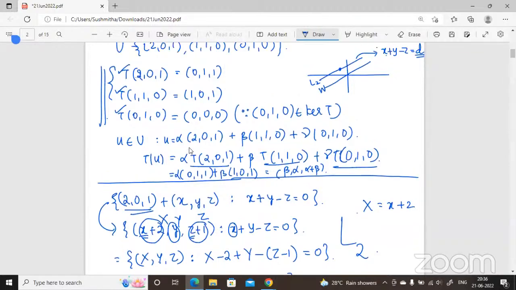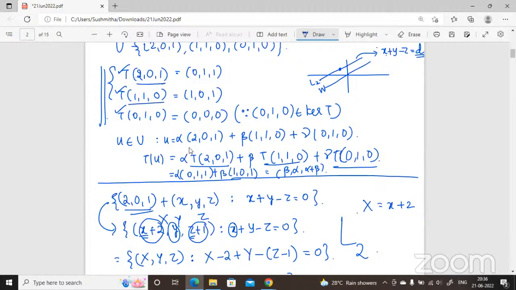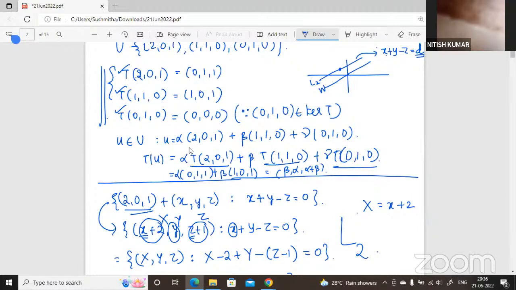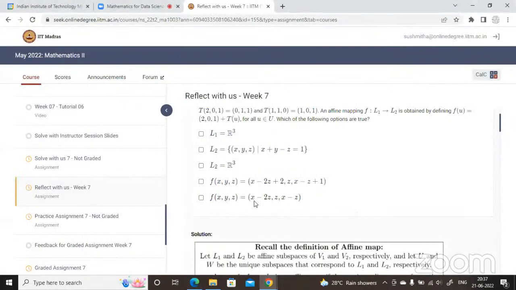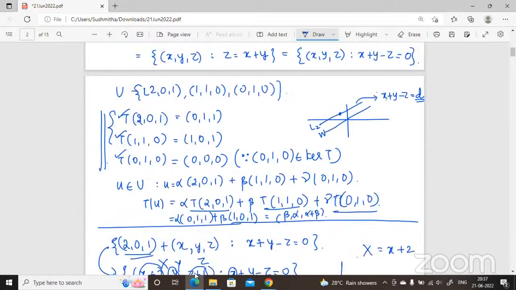It's not the standard ordered basis. You have to write x comma y comma z in terms of this ordered basis. Is it the same? No, it's different. L2 is fine.